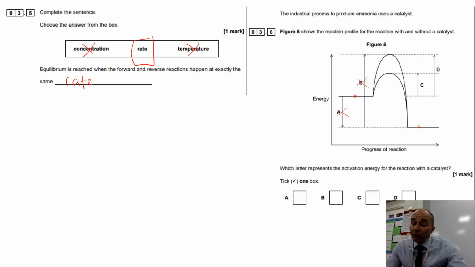Now the advantage of using a catalyst is that it reduces the amount of activation energy needed. Therefore, we're looking at C, the smaller increase in energy. So again, just need to recognise that diagram. C is our correct answer.